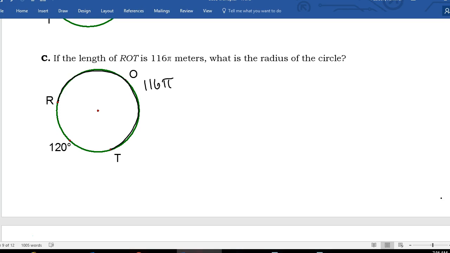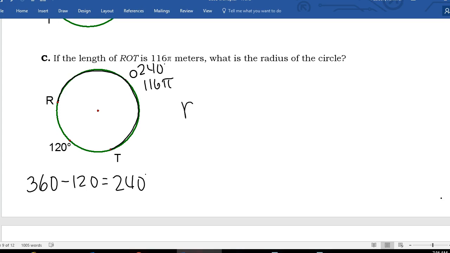To do that, I'm going to need the measure of this arc. I don't actually know the measure of this arc. I know the measure of arc RT, but the measure of arc ROT would be the difference from the rest of the circle, which is 360 degrees. So the measure of arc ROT is 240 degrees, and the length of arc ROT is 1/16 pi.